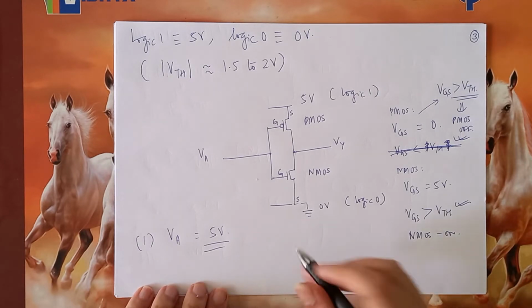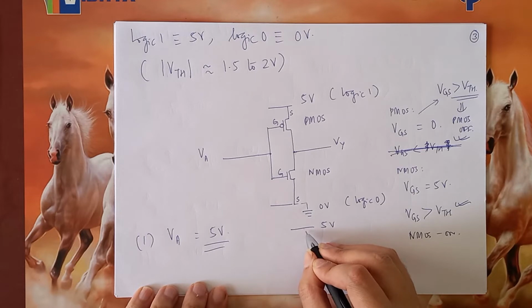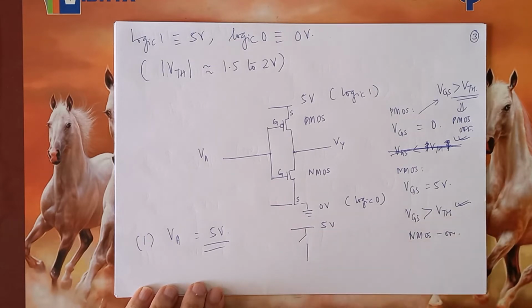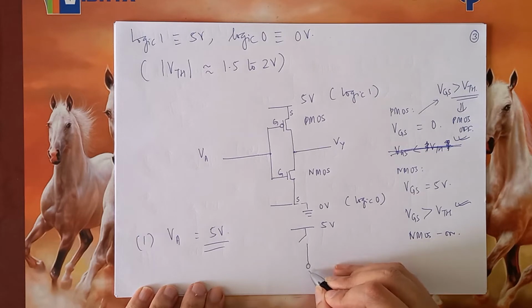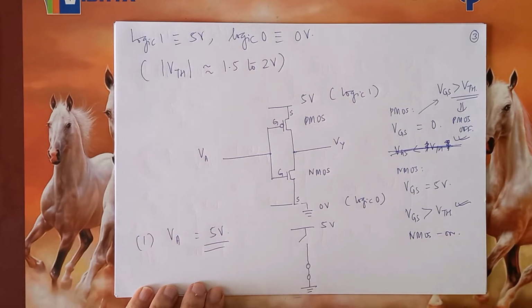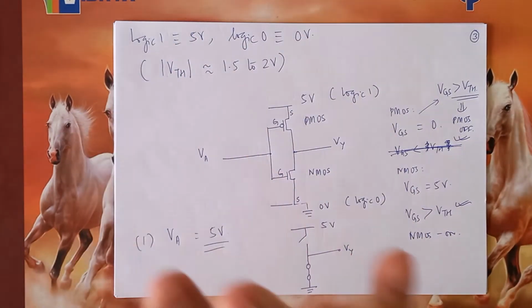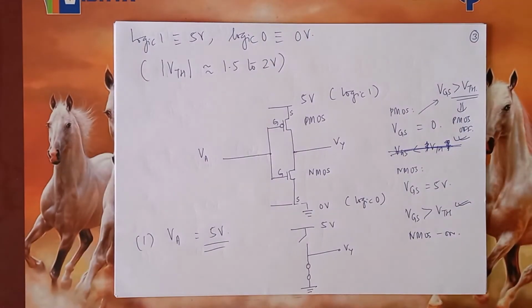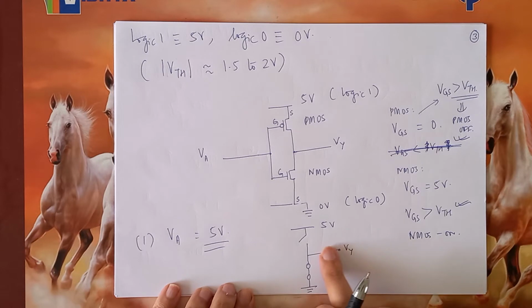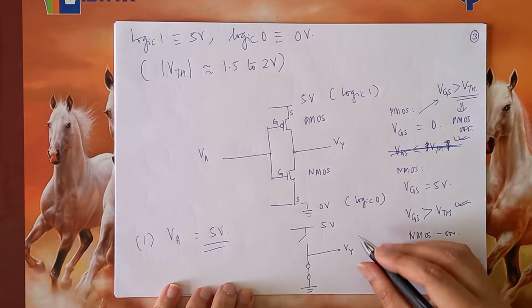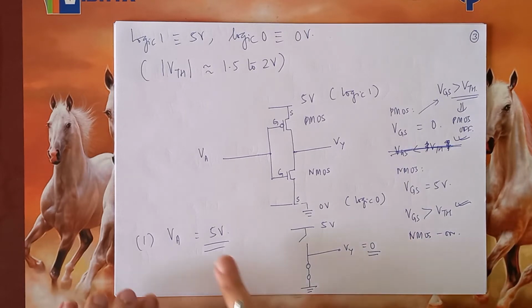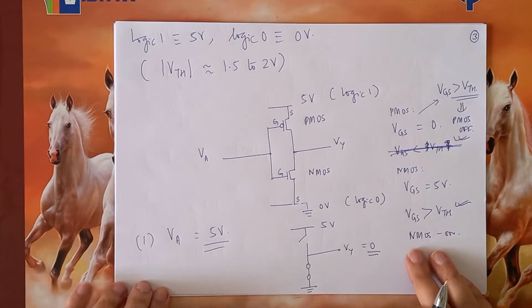So in this case, what is going to happen? The 5 volt is over here. The PMOS is going to behave like an open switch, but the NMOS is going to behave like a closed switch, and this is Vy. When we say closed switch, we assume that it's an ideal switch. The transistor is operating in the linear regime with very, very low on resistance. So what will be Vy? Vy is connected to ground, so Vy is 0. When the input is 5 volts, the output is 0.